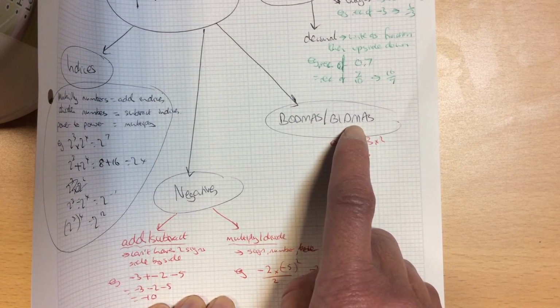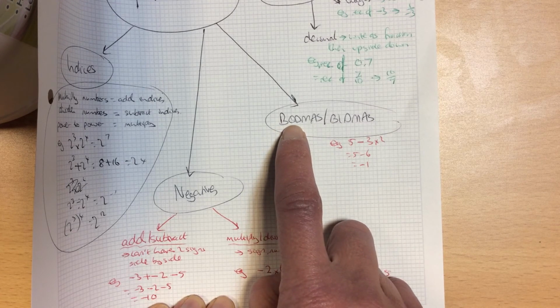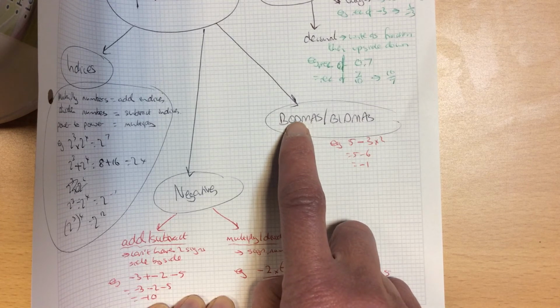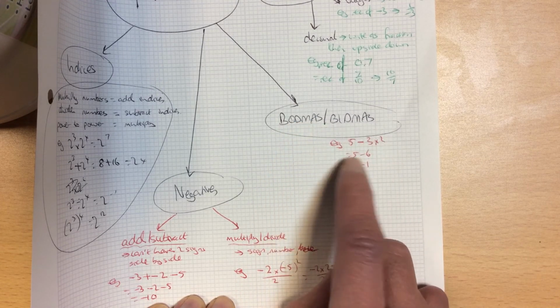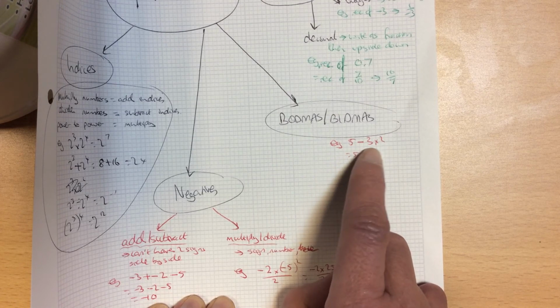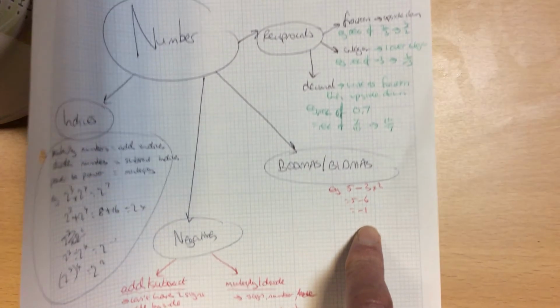Then we have BODMAS or BIDMAS. B is for brackets. O is for order, or I for index. It's the same thing as the wee power bits. D for divide, M for multiply, A for add, S subtract. So in this wee sum here, we simple one, do the multiplying bit first. 5 take away 6 is minus 1.